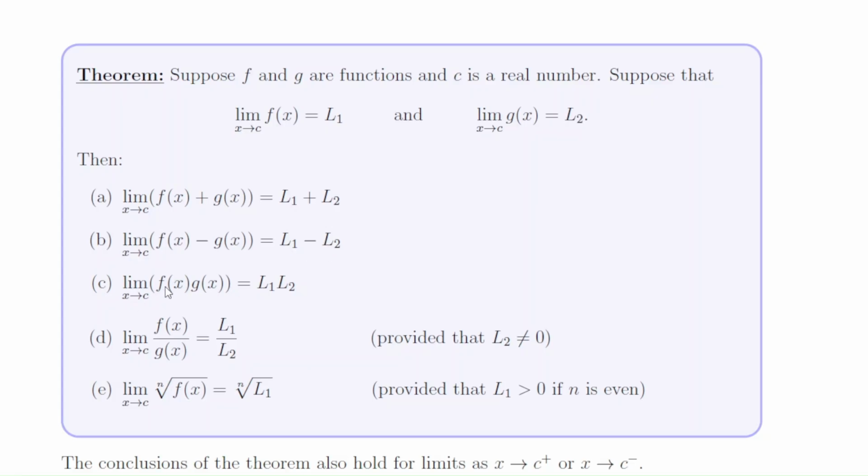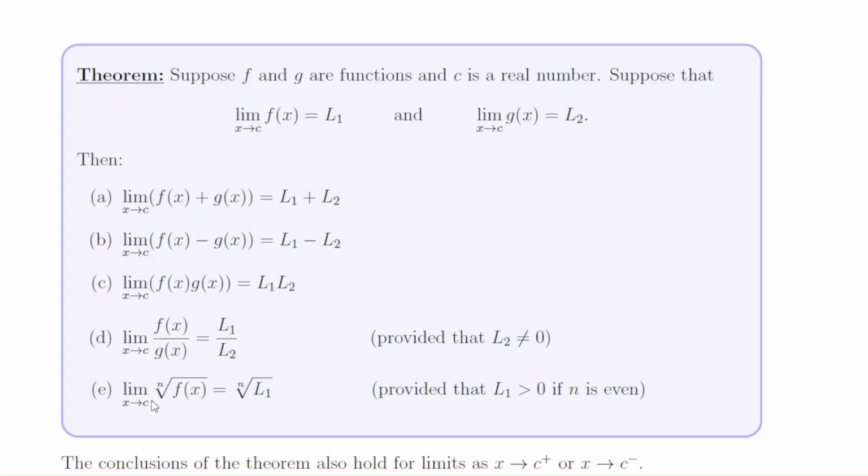Okay, and the limit of the product equals the product of the limits. And the limit of the quotient equals the quotient of the limits, as long as you're not dividing by 0, as long as that bottom limit's not 0. And that actually happens quite often, that you divide by 0. So you do have to be a little careful on part D here.